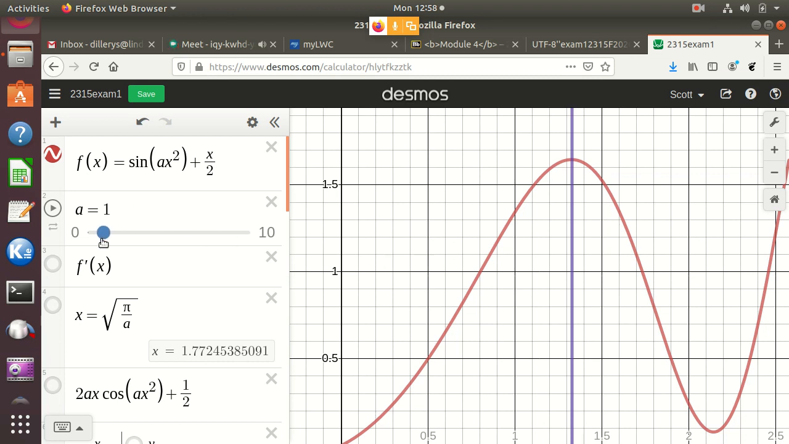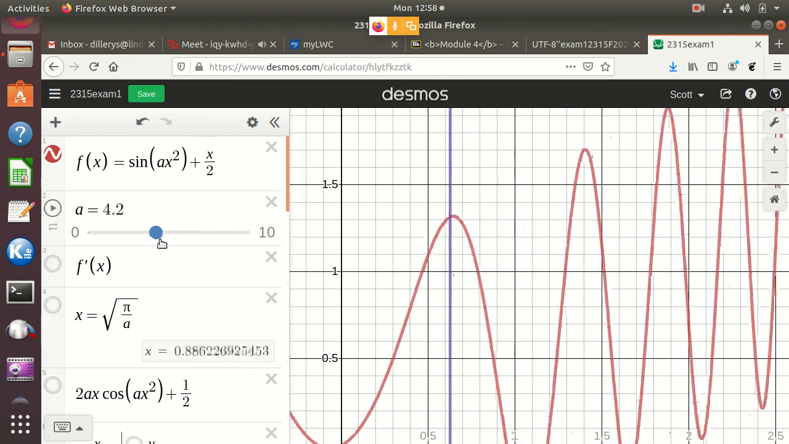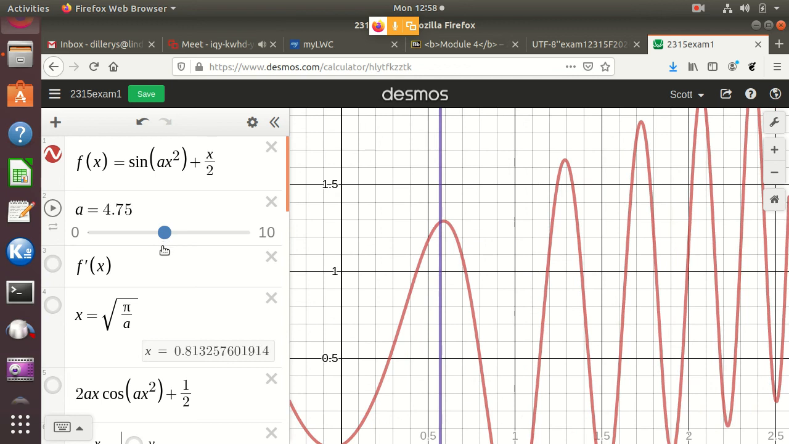And so what I did then was I just looked at what happens as you do this. And if you look at that, when I've got A at 4.75, if you look carefully there, I'm not quite hitting the maximum, right? It's off a little bit. But it's not real bad, right? So I found a way to numerically guess about where the answer is, but I don't have the right answer.